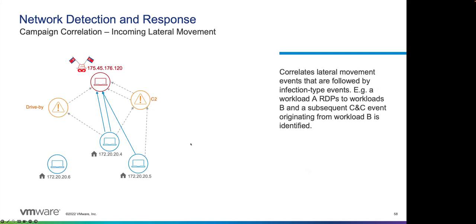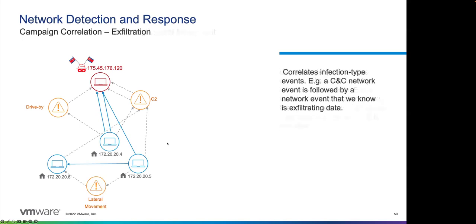It also correlates the lateral movement events that are followed by the infection types, RDP to workloads B and C, subsets to a command and control event originating from workload B is identified. So again, we are looking for multi-stage activity, lateral movement, and then exfiltration of those files, as we finish building out the slides here.